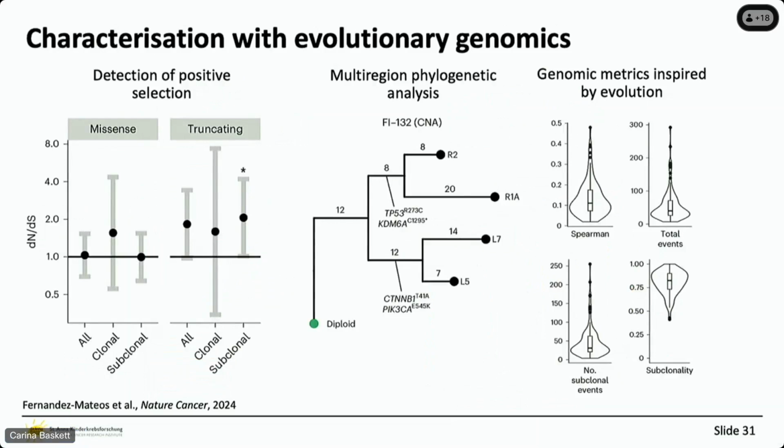So when we created this cohort of multi-region sequencing within these patients, what we wanted to ask is, from a cancer evolutionary genomics perspective, what can we measure? Well, we did dN/dS analysis and saw some relatively weak but significant evidence for positive selection of subclonal truncating mutations. We did some multi-region phylogenetic analysis using copy number alterations. So we did shallow whole genome sequencing because the quality of the data was too poor to do deep whole genome sequencing, but you can get really nice copy number alteration data.